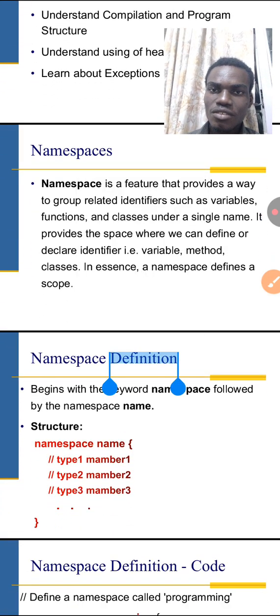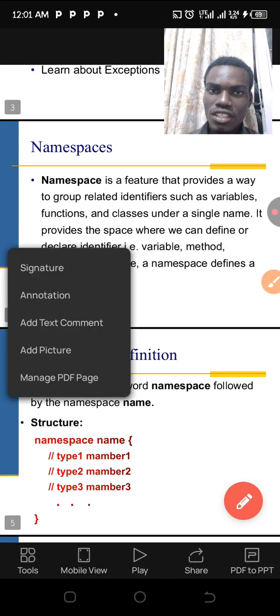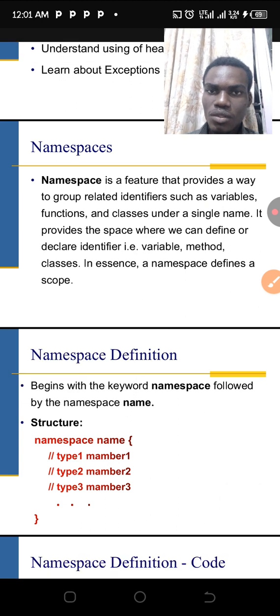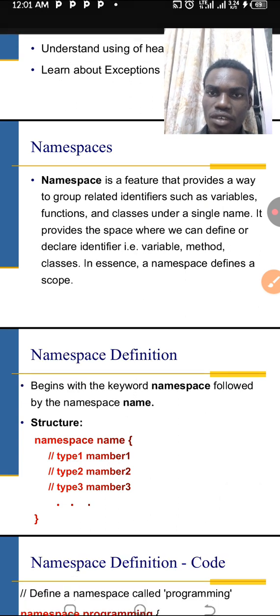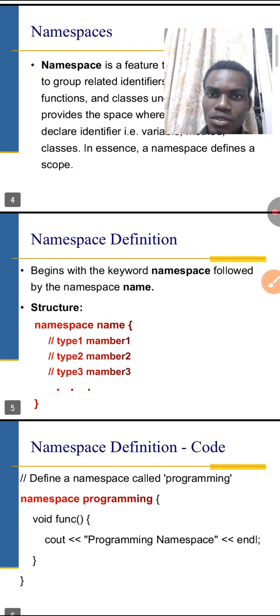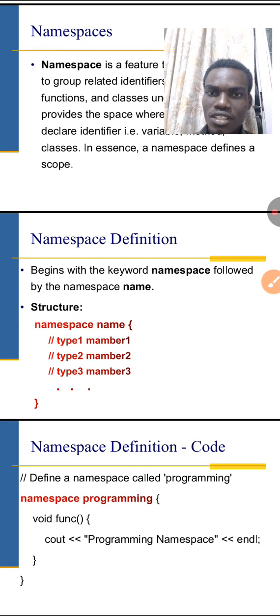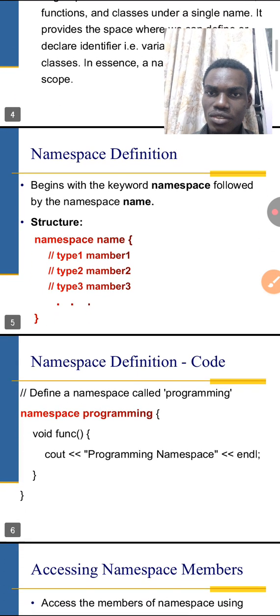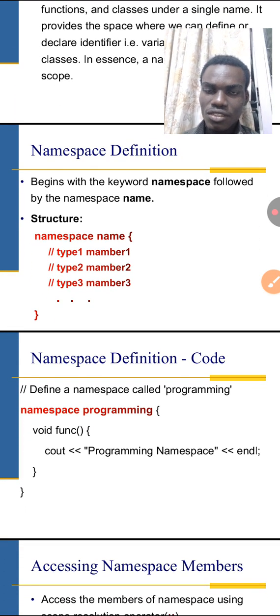Now, when we say namespace, it's a feature that provides a way to group related identifiers such as variables, functions, and classes under a single name. So when you want to use a namespace in your coding, we first use the keyword namespace followed by the name. So this is a structure. So the namespace and then the name, and then whatever is in that name is the members.